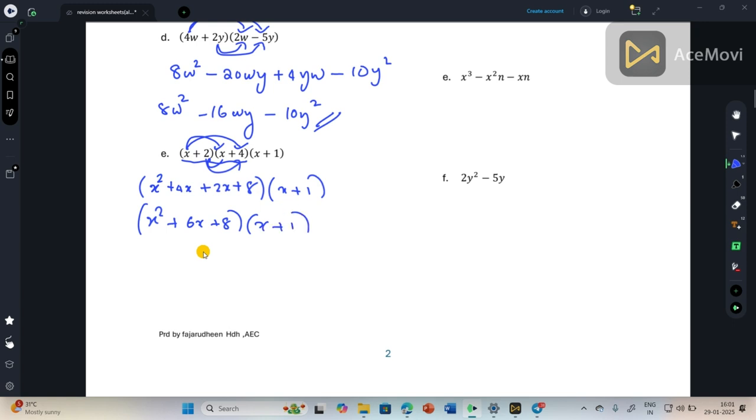Now you can just multiply. How many terms are there? 1, 2, 3, 4, 5. So when we expand, we'll get 5 terms like that. First we take x square times x, because three factors means it becomes cubic. x square times x is x cube. Then x square times 1, that is x square. So that portion is solved. Now again we can do with 6x.